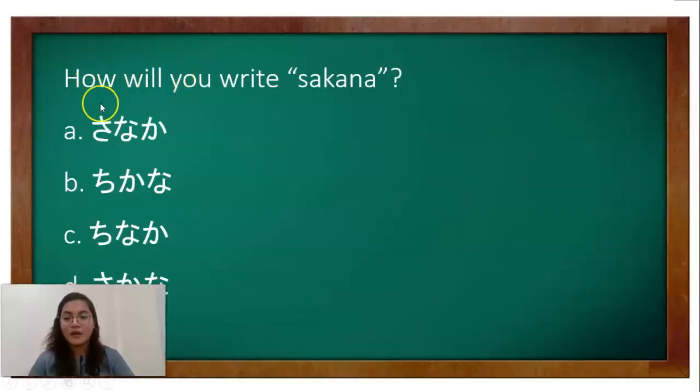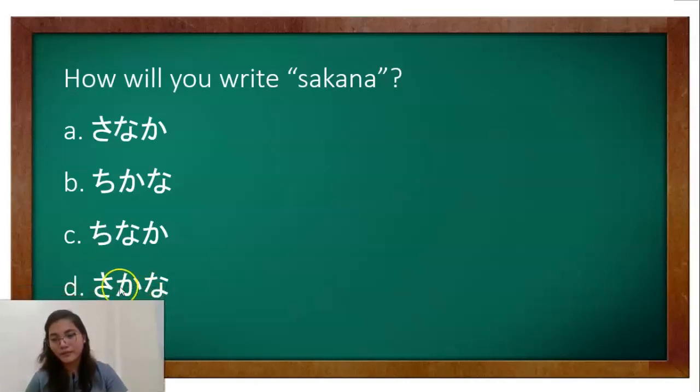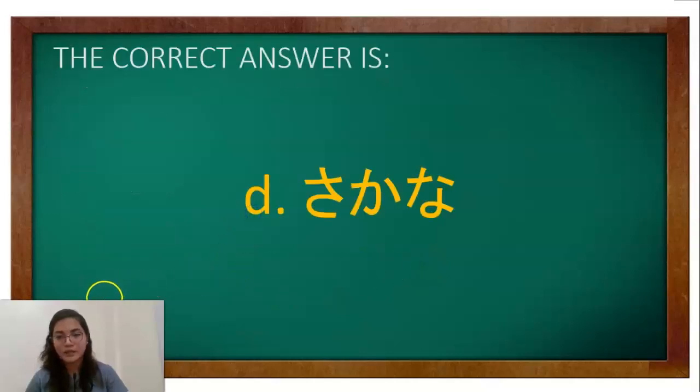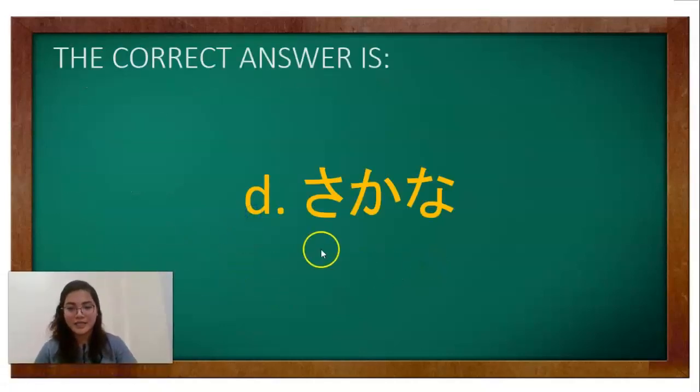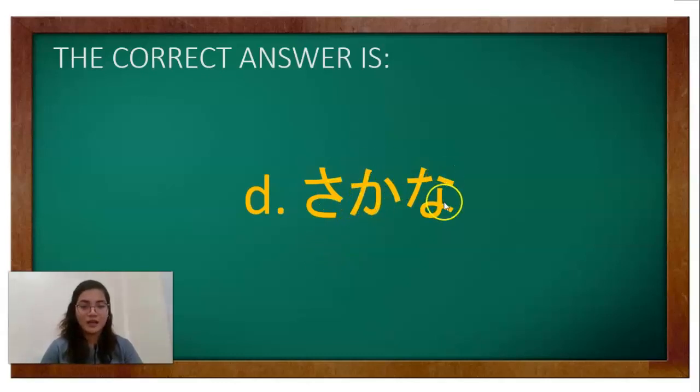Okay? How will you write sakana? Is it A, B, C, or D? Okay, and the correct answer is letter D. Sakana. Okay, very good for that.